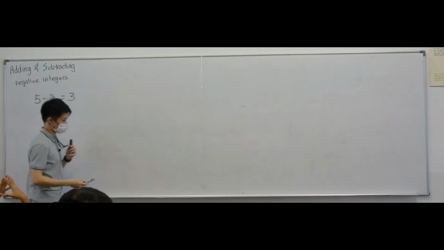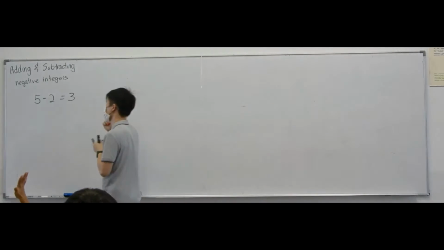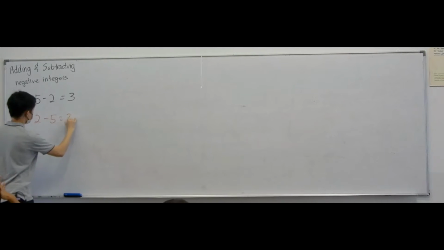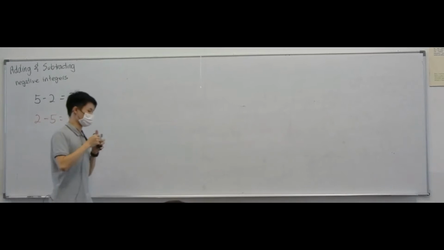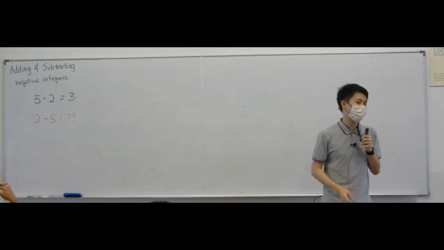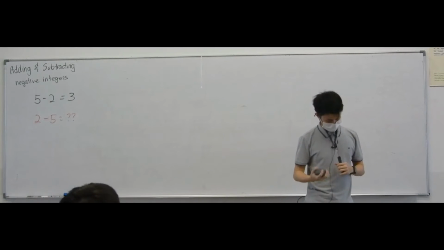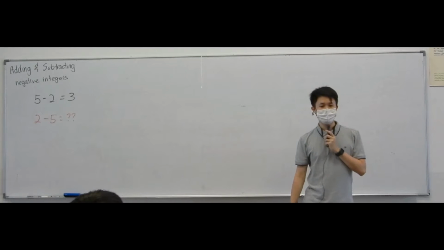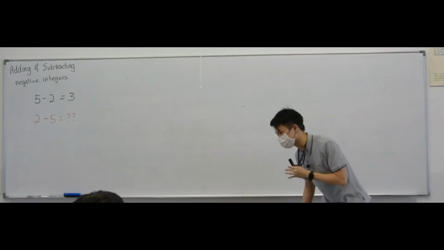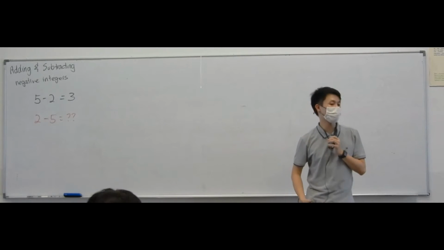Yes. Okay, what happens if I reverse this order? Instead of 5 minus 2, I take 2 minus 5. Okay, some of you can immediately tell me, oh, it's just negative 3. Okay, but why is it negative 3? Listen, because last lesson I introduced using the number line, not timeline. Now, using the number line will help.